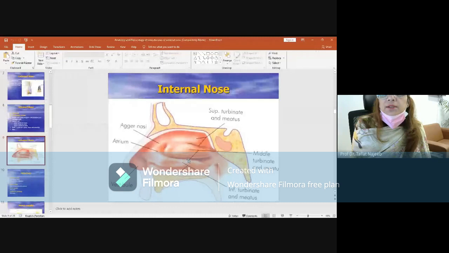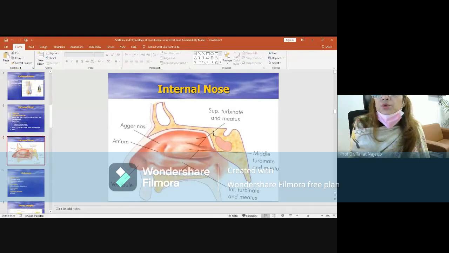So you can see these are the turbinates: inferior turbinate, middle turbinate, and superior turbinate. Beneath these turbinates are the spaces called meatus. The roof is formed by the cribriform plate in the center and laterally by the fovea ethmoidalis.